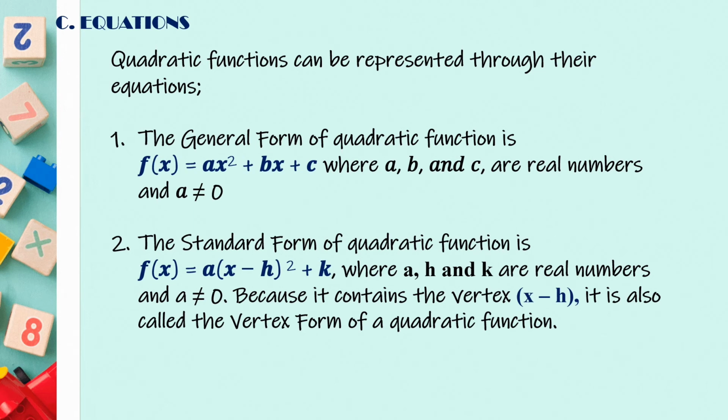Second, the standard form of quadratic function is f(x) = a(x - h)^2 + k, where a, h, and k are real numbers and a is not equal to 0, because it contains the vertex (x - h). It is also called the vertex form of a quadratic function.